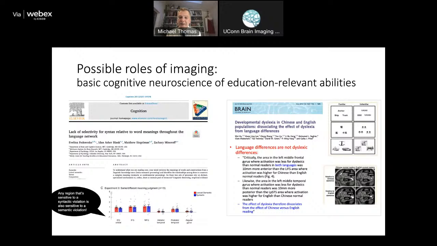So how the brain lights up differently when you're reading Chinese versus English, compared to differences between typically developing readers versus dyslexic readers. And the main point of that paper is to say you can find language differences, slightly different regions being activated in Chinese versus English, and you can find dyslexic differences, but they are different. So dyslexia is on a different axis from different language effects, right?